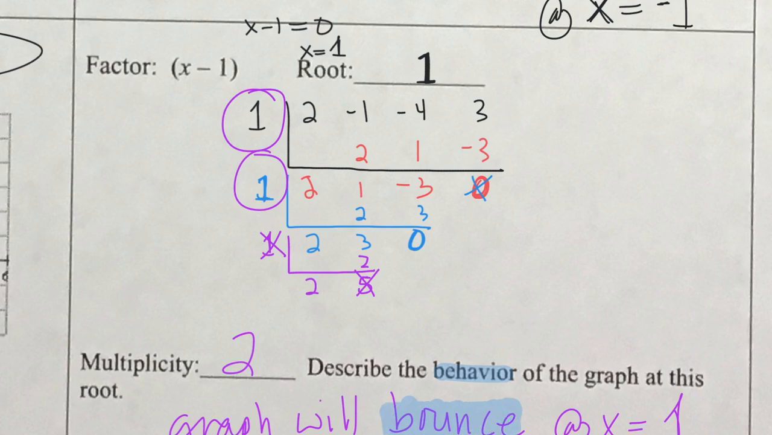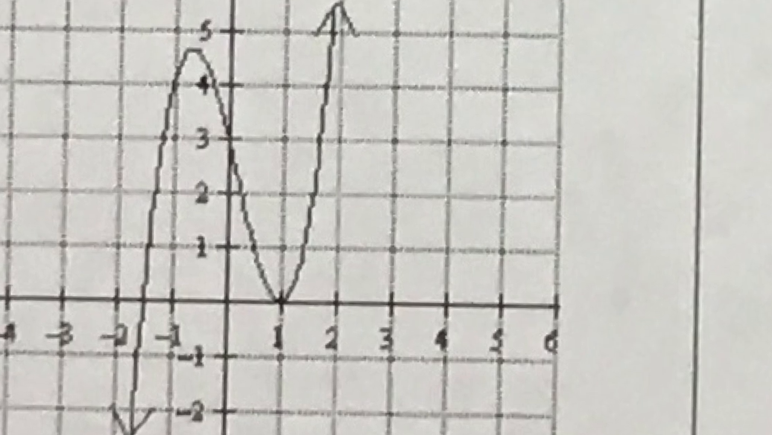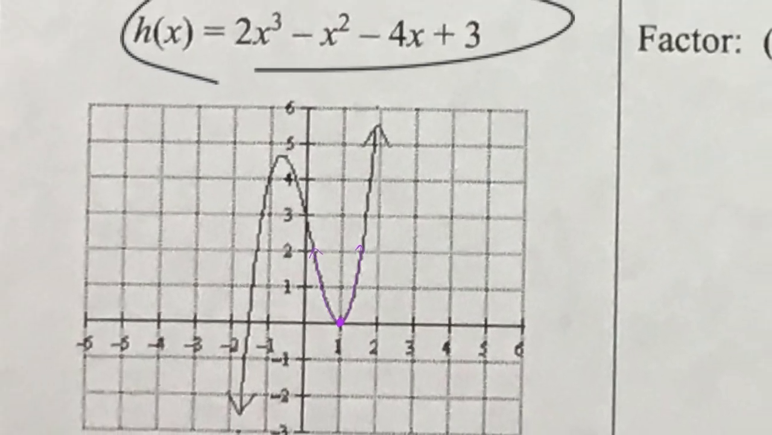And let's look over here at the graph and see what's happening at x equals 1. And sure enough, the graph shows that we go down to positive 1, and then it bounces and goes back up. So yes, we have a multiplicity of 2 at x equals 1.